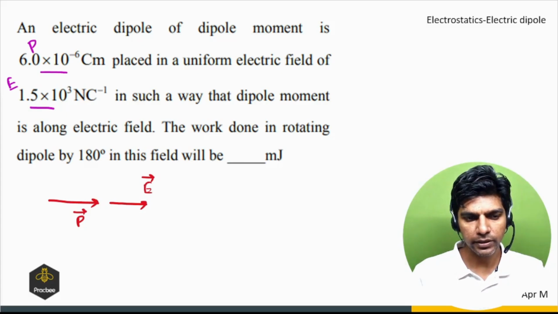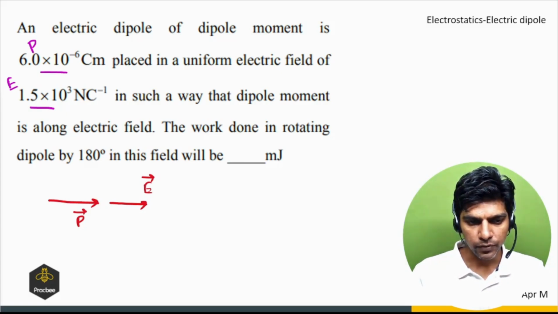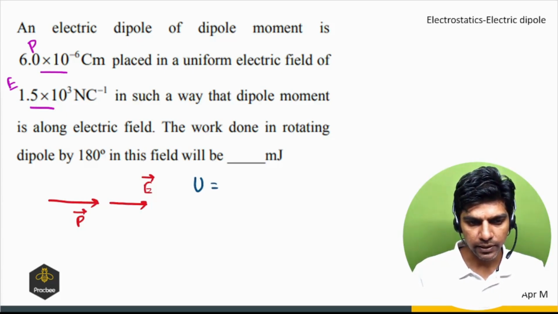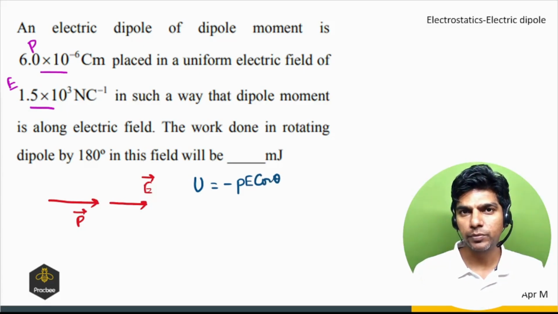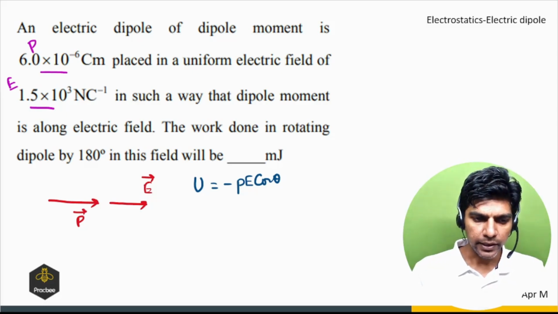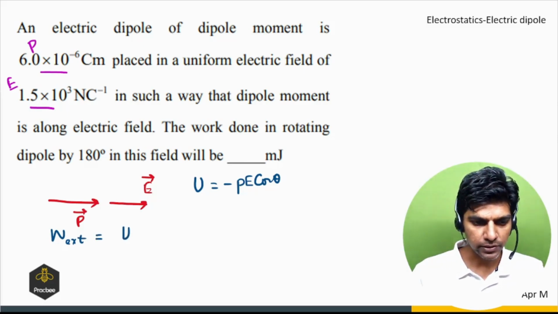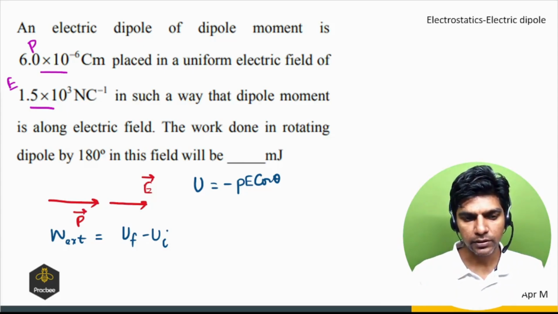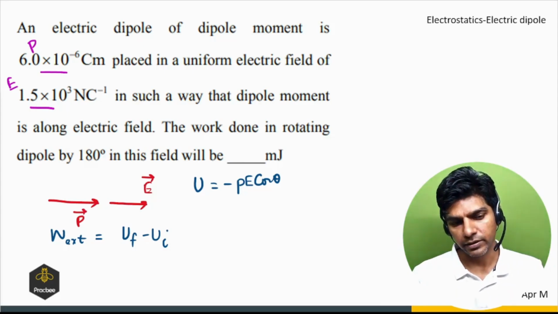The work done in rotating the dipole by 180 degrees in this field will be, okay, so the potential energy is given by minus PE cos theta, where theta is the angle between the dipole moment and the electric field vector, and work done by the external agent is defined as the change in the potential energy. So U final minus U initial. So when we rotate the dipole by an angle of 180 degrees, the angle between the dipole and the electric field will become 180, right?